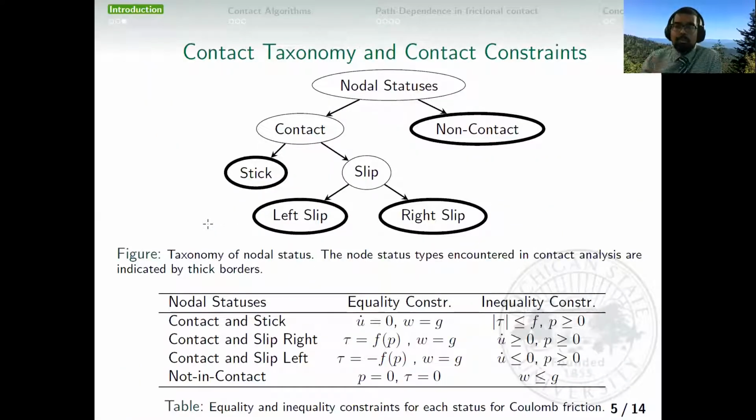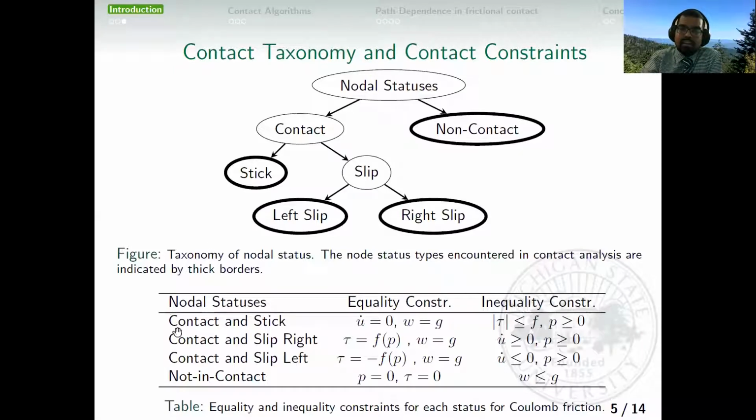So before we go further, we talk about the contact taxonomy. For 2D contact analysis, each discrete node can have four contact statuses. Each status will have equality and inequality constraints. So the four statuses are stick, left slip, right slip, and non-contact. And each status will have its own two equality constraints and one or two inequality constraints.